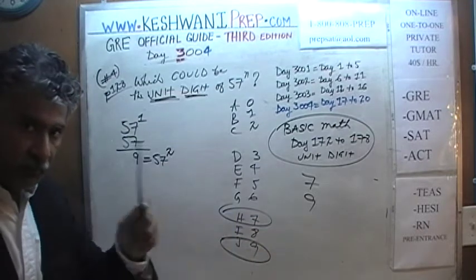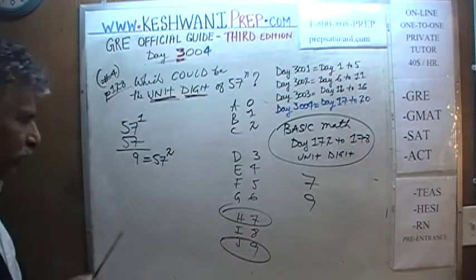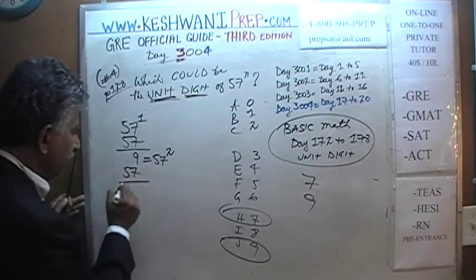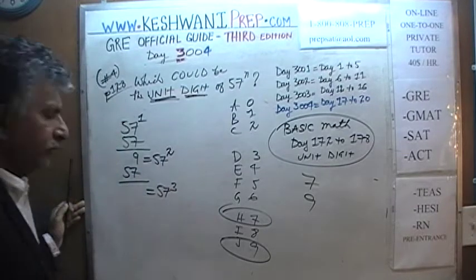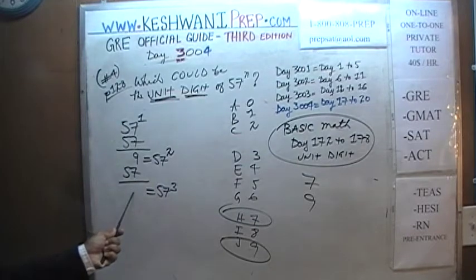I'm keeping inventory here for a reason. I'll tell you at the very end. Let's do one more time. Let's multiply by 57 one more time. And the product that we'll get here is going to be 57 raised to 3. What's going to be the unit digit of 57 raised to 3?